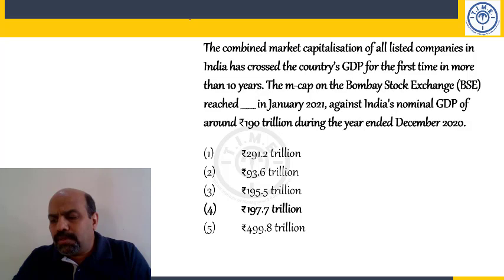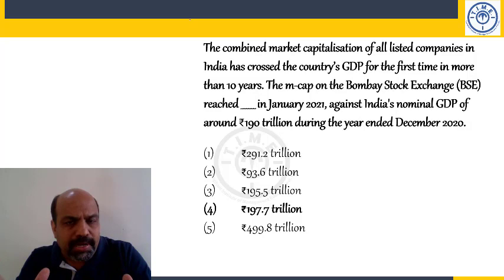The combined market capitalization of all listed companies in India has crossed the country's GDP for the first time in more than 10 years. The market capitalization of the Bombay Stock Exchange reached a high of $7.7 trillion in January 2021 against India's nominal GDP of around 190 trillion. So the combined market cap of all companies in the Bombay Stock Exchange is higher than the GDP.